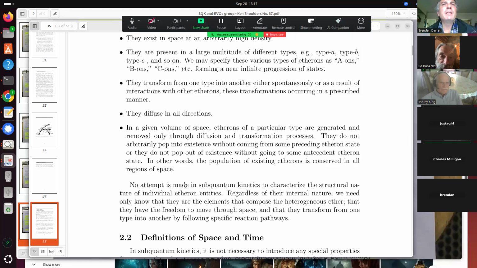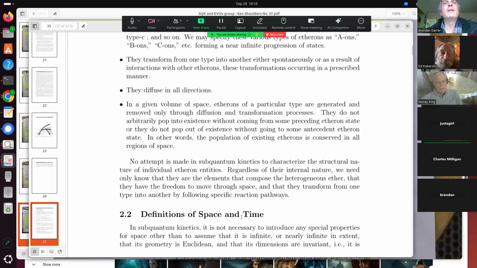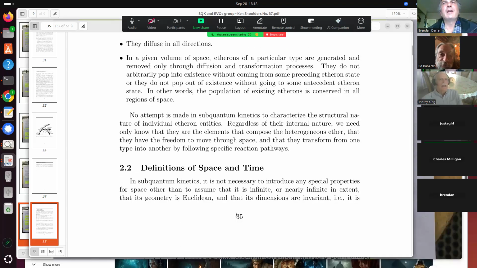No attempt is made in subquantum kinetics to characterize the structural nature of individual etheron entities. Regardless of their internal structure, we need only know that they are the elements that compose the heterogeneous ether, that they have freedom to move through space, and that they transform from one type into another by following specific reaction pathways. So he's just using the fixed law of diffusion.